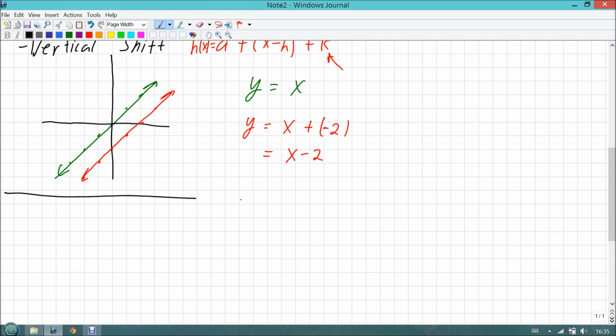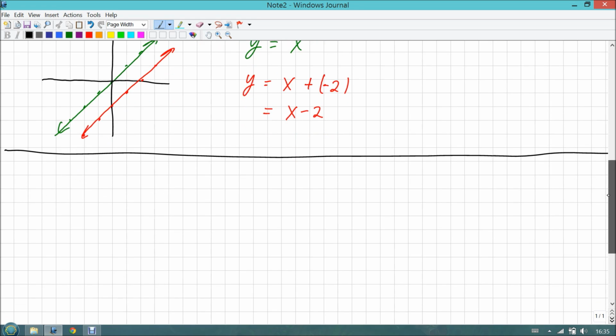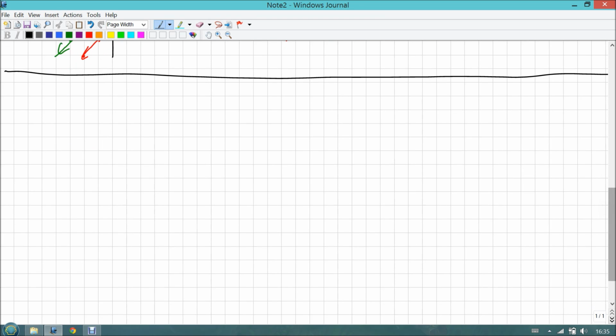All right, so let's go ahead and look at some more types of changes. The other type of change that we're going to look at today is reflections. What reflections do is they take your graph and they flip it. So if we were looking at our original equation again of y equals x, we would have that equation as a beautiful little line going right through the middle in green.